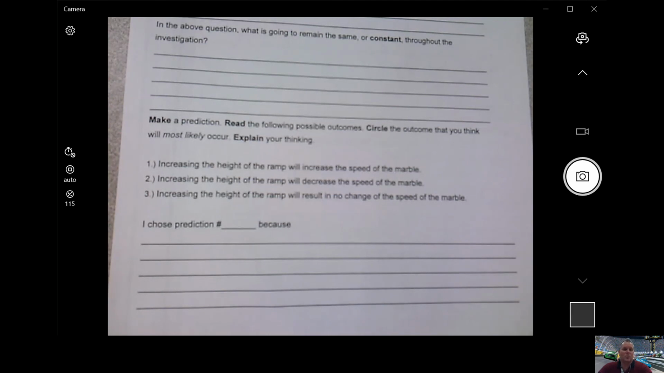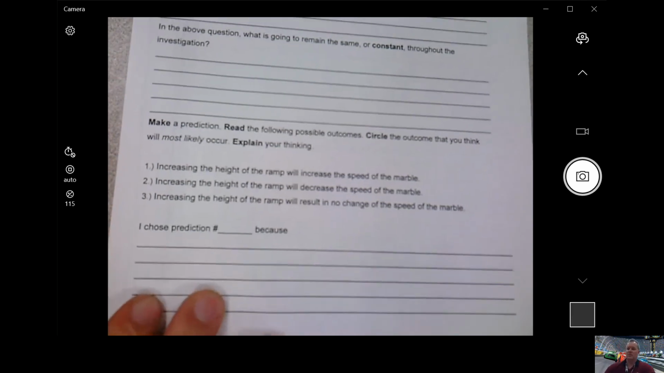You're going to circle 1, 2, or 3. And then please, down in the space below, write an explanation. If you chose 1, explain your thinking right here. Why did you choose 1? Or why did you choose 2 or 3? So that is our experiment setup.